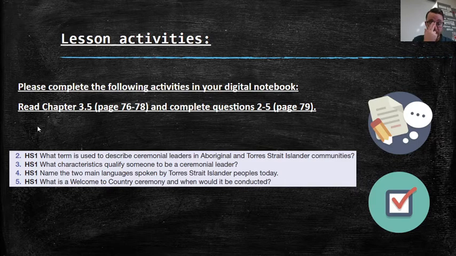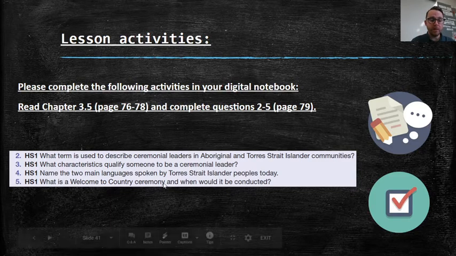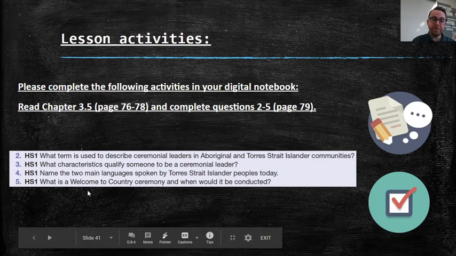Question 4. Name the 2 main languages spoken by the Torres Strait Islander people today. So the 2 main ones spoken by not the Aboriginals living on mainland Australia, but the Torres Strait Islanders who are living on those little islands kind of above Queensland and Northern Territory. So there's 2 main languages. Need to find the names of those in chapter 3.5.